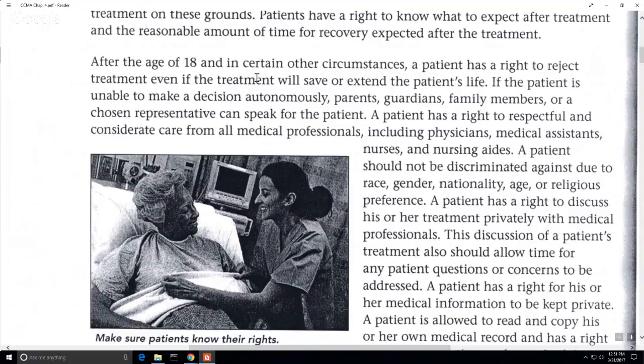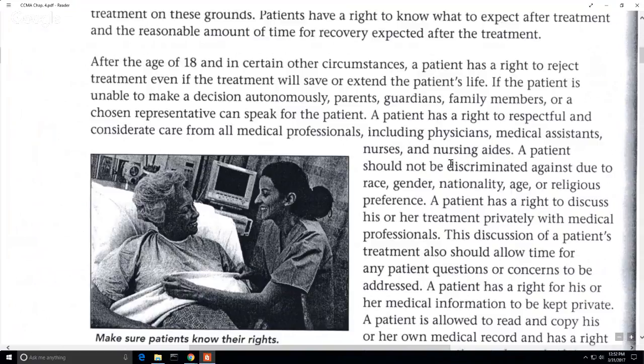If the patient is unable to make a decision autonomously, parents, guardians, family members, or a chosen representative can speak for the patient. The patient has the right to respectful and considered care from all medical professionals, including physicians, medical assistants, nurses, and nursing aides.